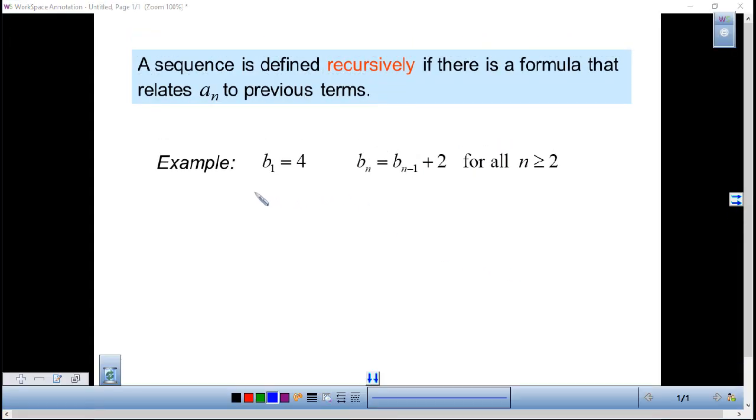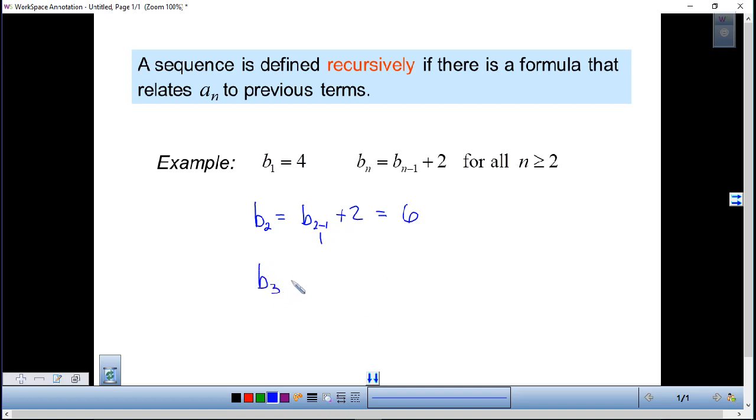So what that means is we're going to find B sub 2. That means B sub 2 minus 1 plus 2 is what we're looking for. Well, what is 2 minus 1? Well, 2 minus 1 is 1. So we're looking for B sub 1, which we know to be 4. It's already defined, plus 2. So we end up with 6.